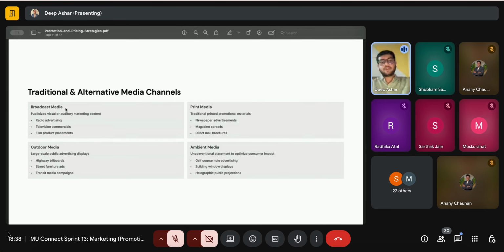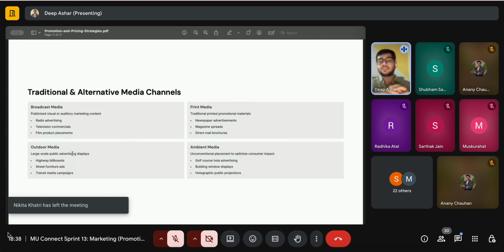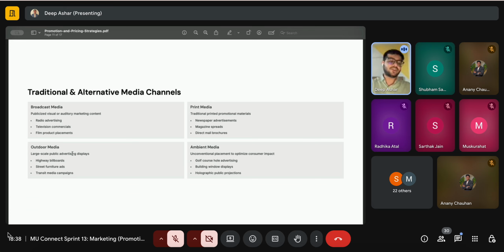So yeah, moving from broadcast media to outdoor media, these are large scale public advertising displays. So it could be either digital or on a particular billboard. So one is highway billboards that come in, then street furniture ads. Furniture usually happens in a lot of foreign countries where on the furniture there's a particular ad that's shown. If we all have seen, which TV series is that? मॉडर्न फैमिली में जैसे फिल ने भी किया था वो फर्नीचर पे, that's a street furniture ad.